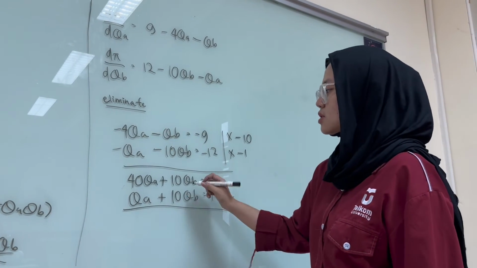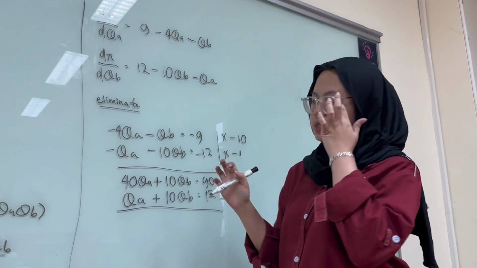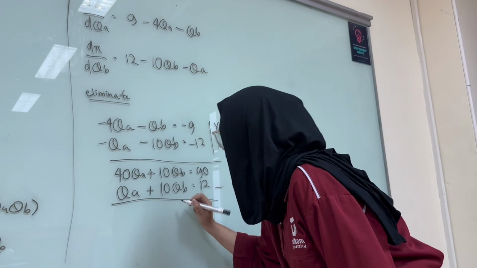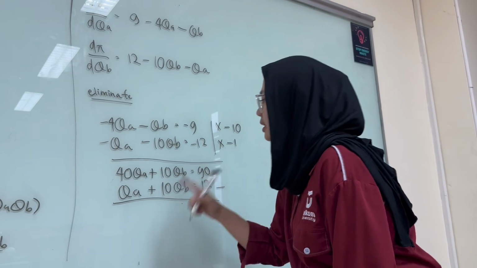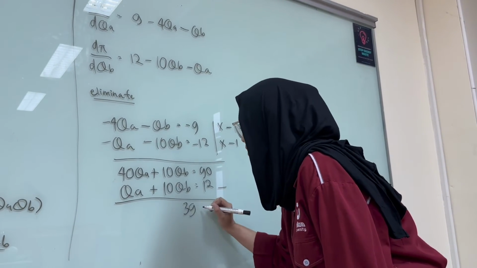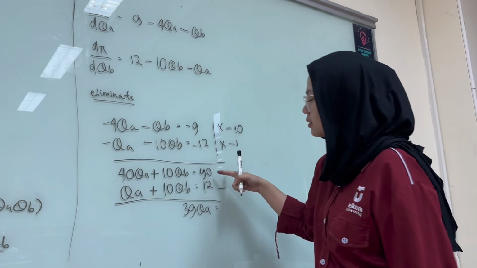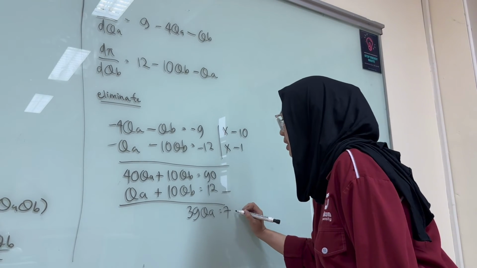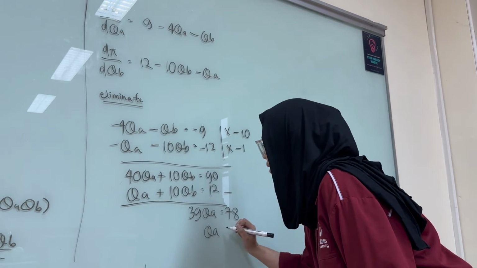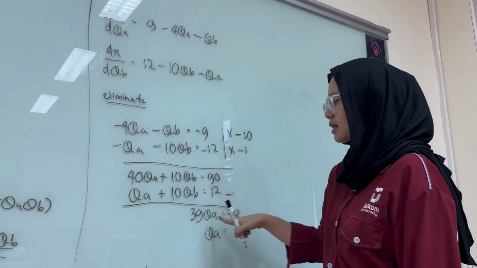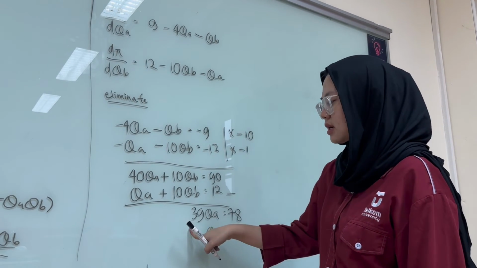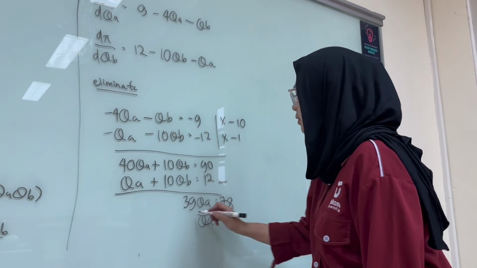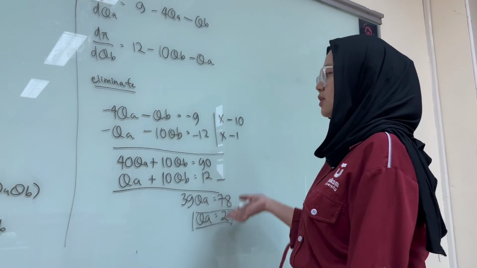And we deduct, so QB is 0 and I can find the QA value. 40 QA minus QA is 39 QA, equal to 90 minus 12, which is 78. We divide 78 by 39, which is equal to 2. So the value of quantity of product A is equal to 2.